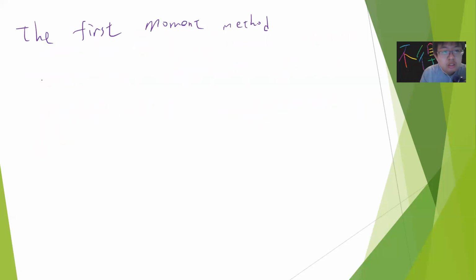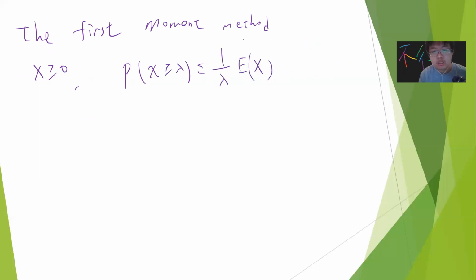The starting point is that your random variable is greater than or equal to 0, meaning the results must be non-negative. The Markov inequality basically says that the probability of x greater than or equal to lambda is less than or equal to 1 over lambda times the expectation of x. This is the first moment: suppose you know the first moment, then you can use it to bound the probability.